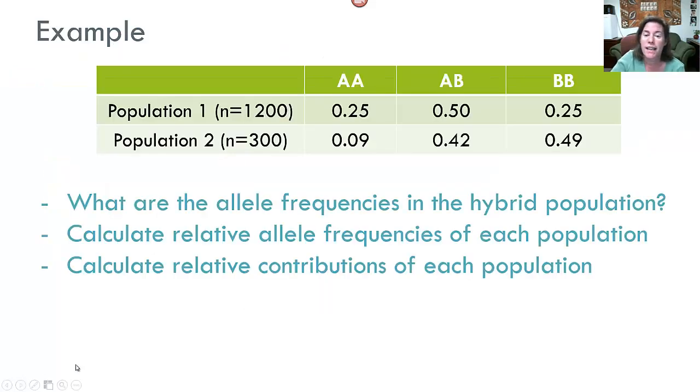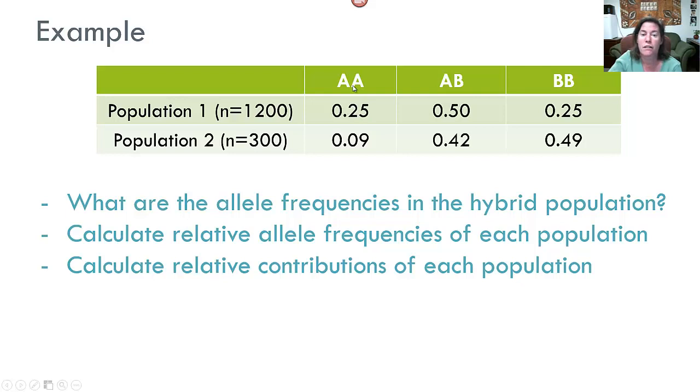Okay, so let's take an actual example. What are the allele frequencies in the hybrid population? We need to calculate first the relative allele frequencies of each population and calculate the relative contributions of each population. In this example, in population 1, we have 1,200 individuals, and in population 2, we have 300. So the hybrid population is going to be 1,500 individuals.